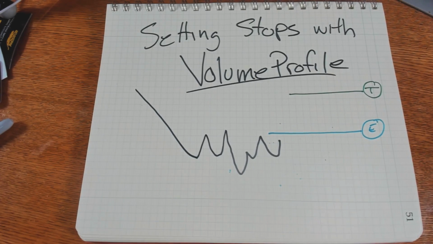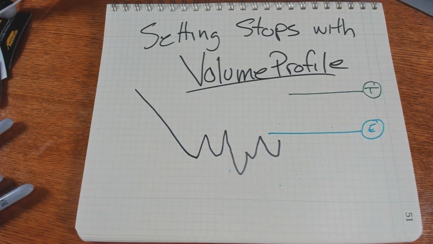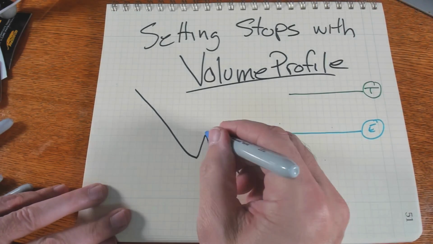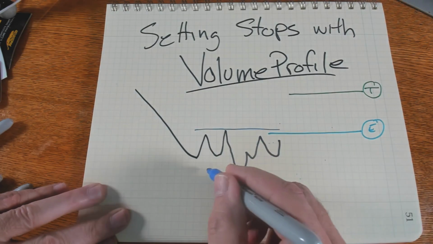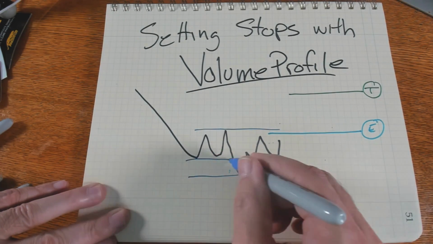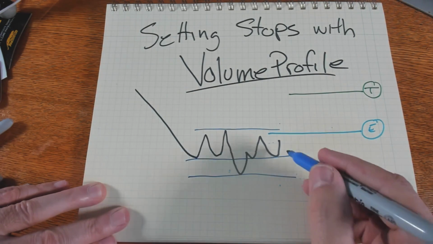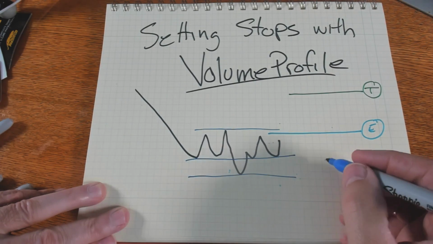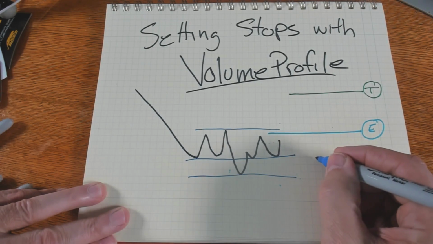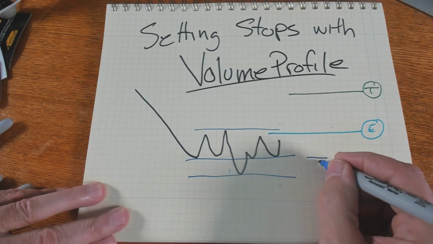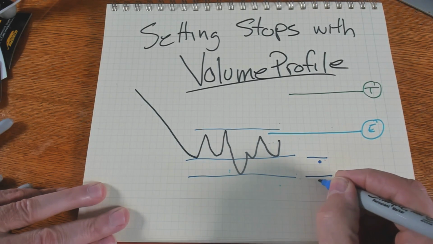Problem is, most people want to know, well, where do you set a stop? And in traditional technical analysis, you would likely look at something like this and say, well, there appears to be a channel here, something like this, or maybe it's up here, I don't know. It's one of those two. And we'd set a stop maybe here, or just below here, or just below here.